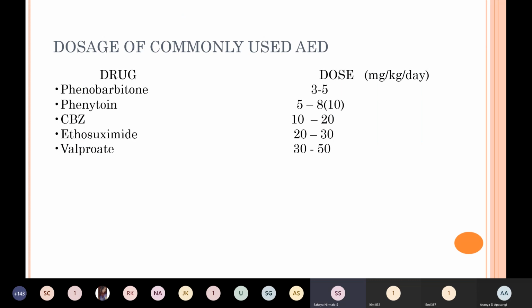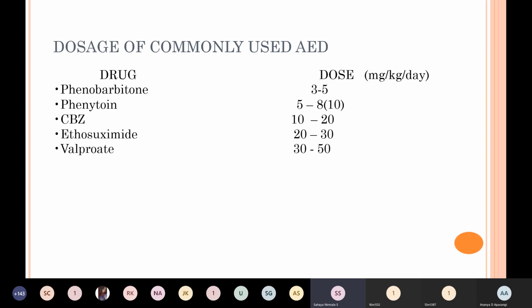So just a note about the dosage of the commonly used anti-epileptic drugs. Phenobarbital is 3 to 5 mg per kg per day. Phenytoin is 5 to 8, you can go up to 10 mg per kg per day. Carbamazepine dose is 10 to 20 mg per kg per day. For ethosuximide, it is 20 to 30 mg per kg per day. And for valproate, it is 30 to 50 mg per kg per day.